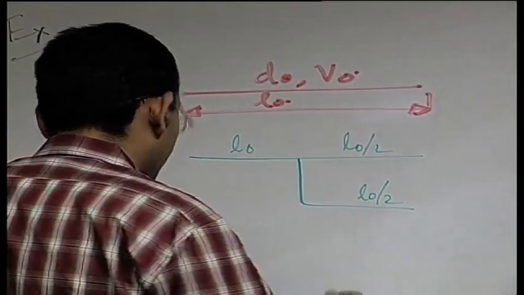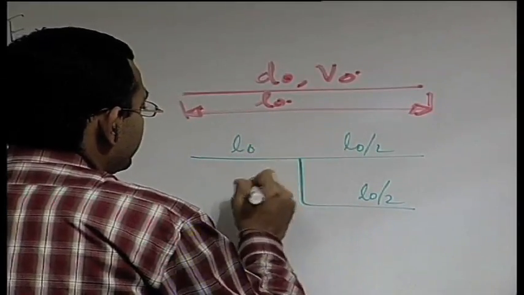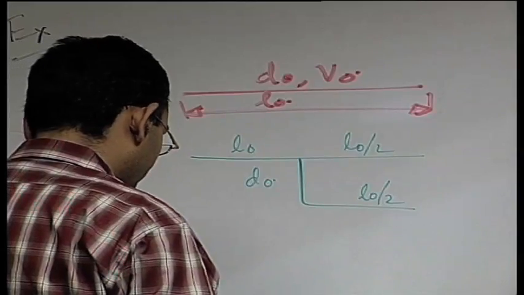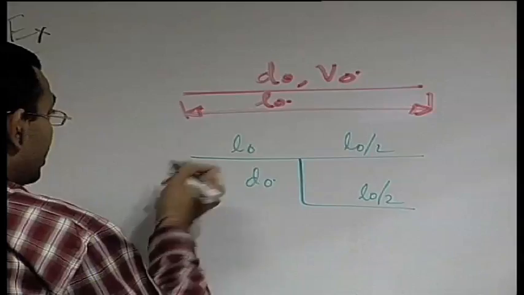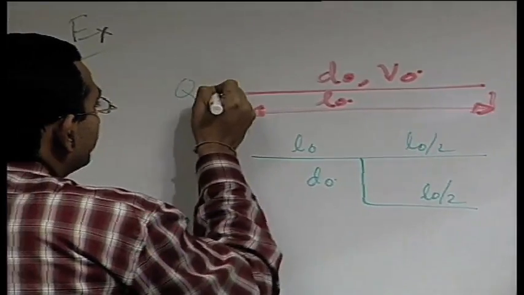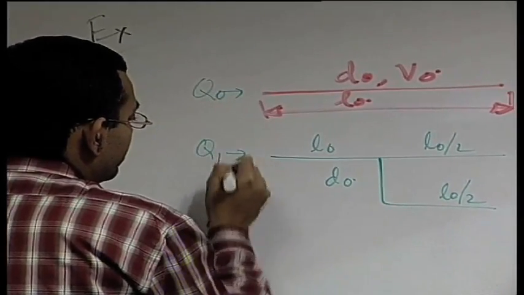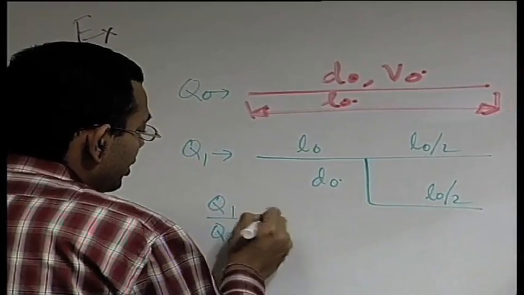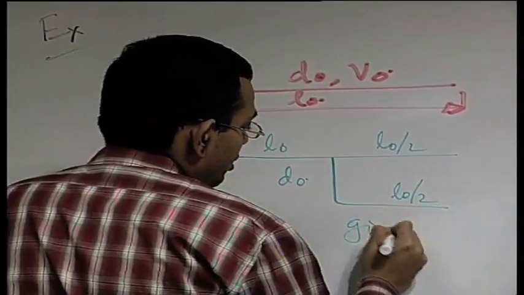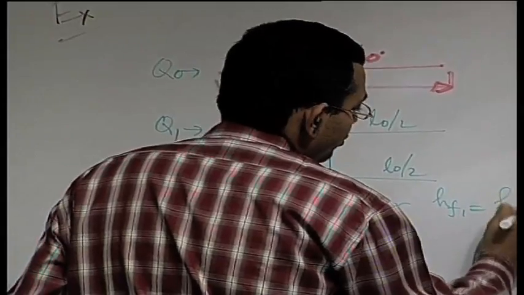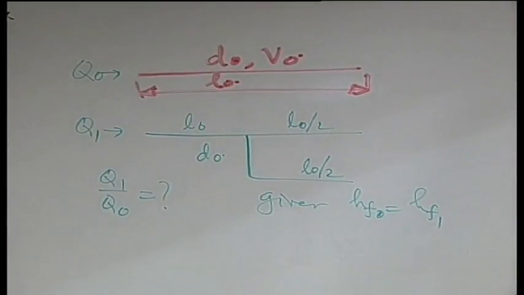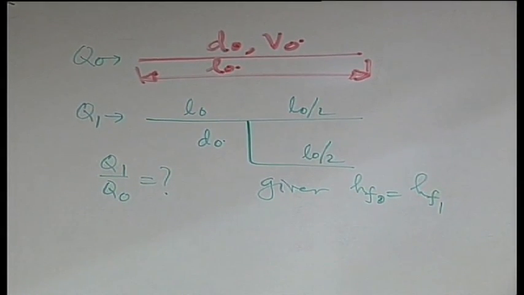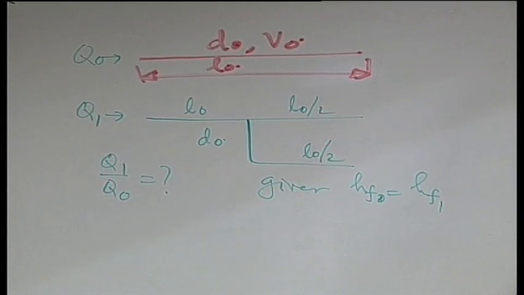The diameter is the same, d0, for the second arrangement as well. You have to find the change in flow rate, say here flow rate is Q0, here the flow rate is Q1. So, you have to find out what is Q1 by Q0, given HF1 is equal to HF0. So, this is a straightforward pipe series parallel problem.